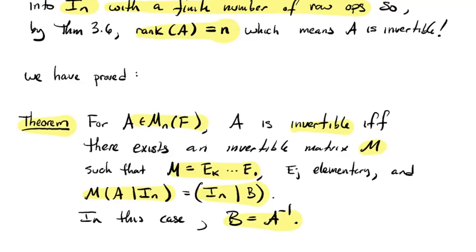All right, so a matrix is invertible if and only if you can transform it with a finite number of elementary row operations into the n by n identity matrix. And if you do that transformation to the augmented matrix, A with I_N, when you're done transforming A into the identity matrix, the other side, quote unquote, will be the inverse of A.